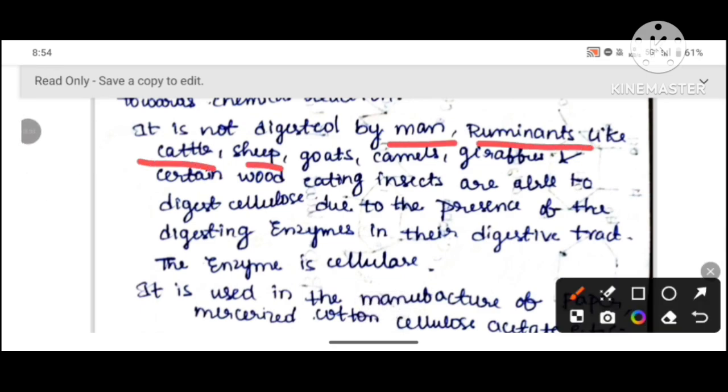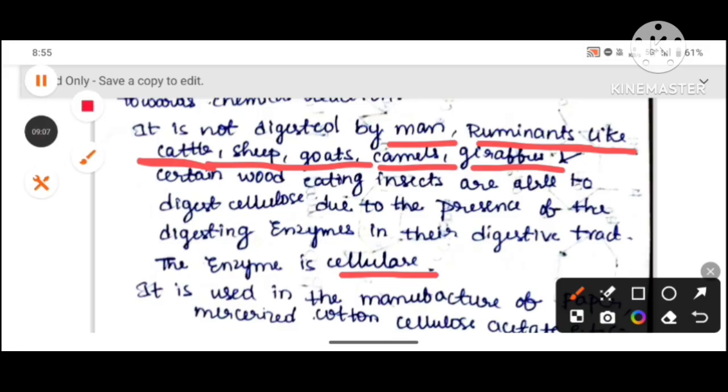Ruminants like cattle, sheep, goat, camels, giraffe, and certain wood-eating insects are able to digest cellulose due to the presence of digestive enzymes in their digestive tract. So here man won't be able to digest the cellulose. The ruminants have digestive organs in such a way that they are able to digest the cellulose, and also the digestive tract is rich in enzymes like cellulases which break down the cellulose.